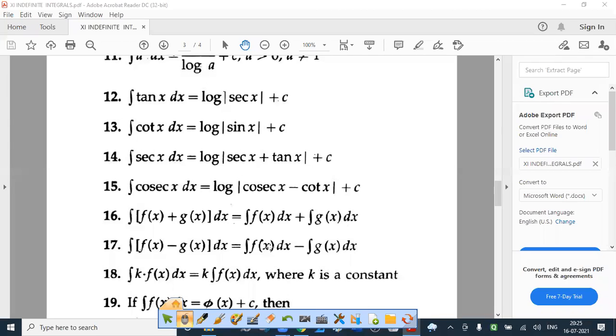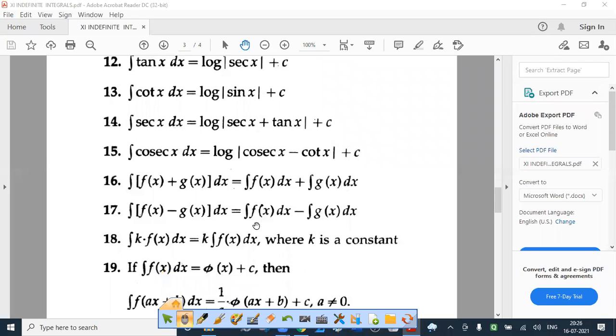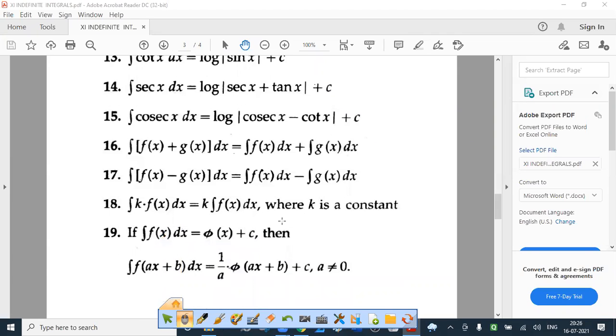We are discussing integration for the last 10-15 minutes, so do not conclude from this that there is an integral of a product or an integral of a quotient. No, such rules do not exist in integration. So this is about the theorems in the case of indefinite integrals.